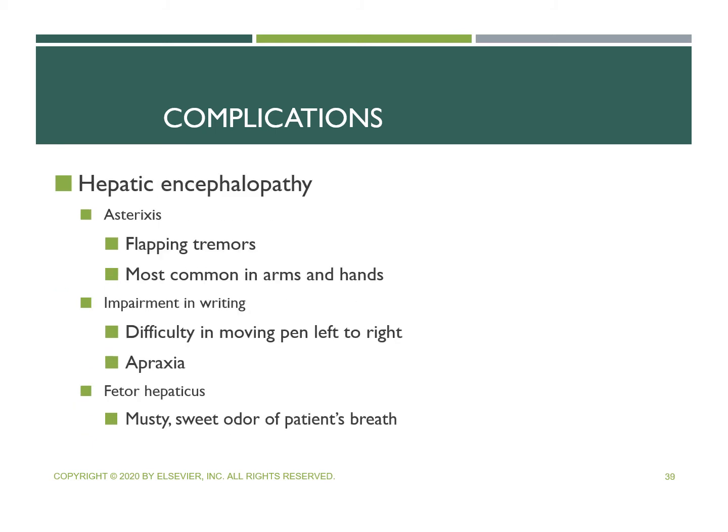There are some specific things you're going to look for in a patient with hepatic encephalopathy. Asterixis is flapping tremors, most common in the arms and hands. It's when the wrist is extended and it resembles a bird flapping. The patient with hepatic encephalopathy and a high ammonia level is going to have impairment of writing. They're not going to be able to write their name. It's going to be very messy. Their signature is not going to look the same. So you'd want to always make sure to assess for that.